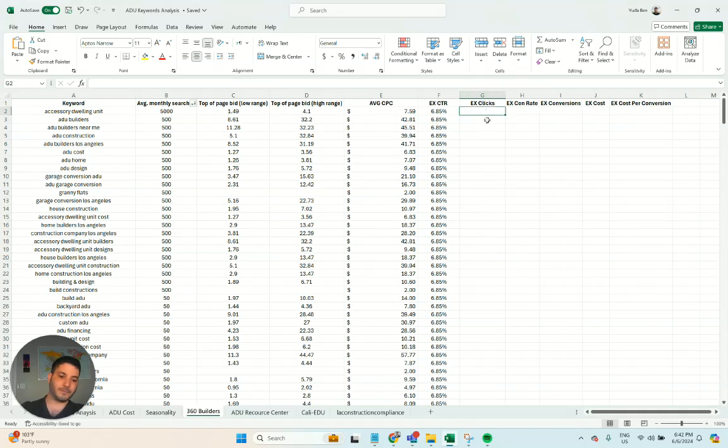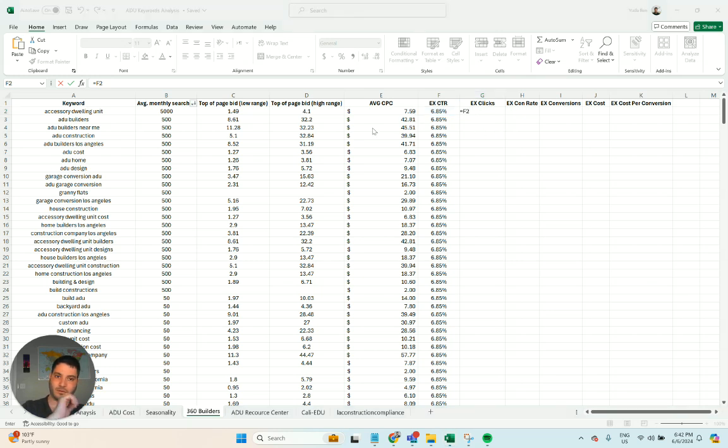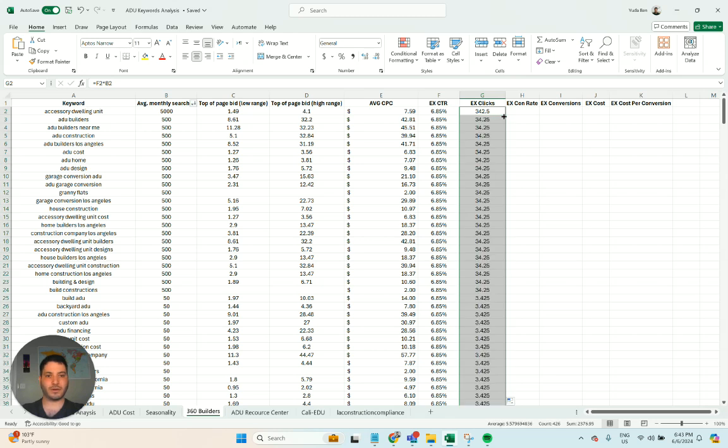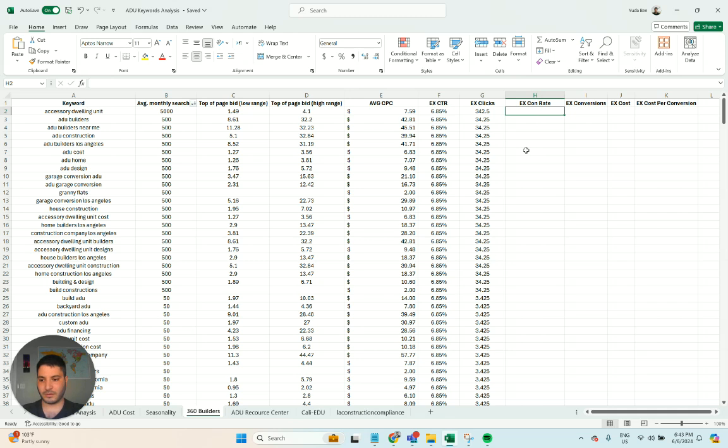So we're going to calculate the expected clicks. We're going to do CTR times impressions. So if we had unlimited budget, it would look like this: all the volume times the expected CTR. Of course, we're not actually going to get all these clicks. This is just to show you the overall average.